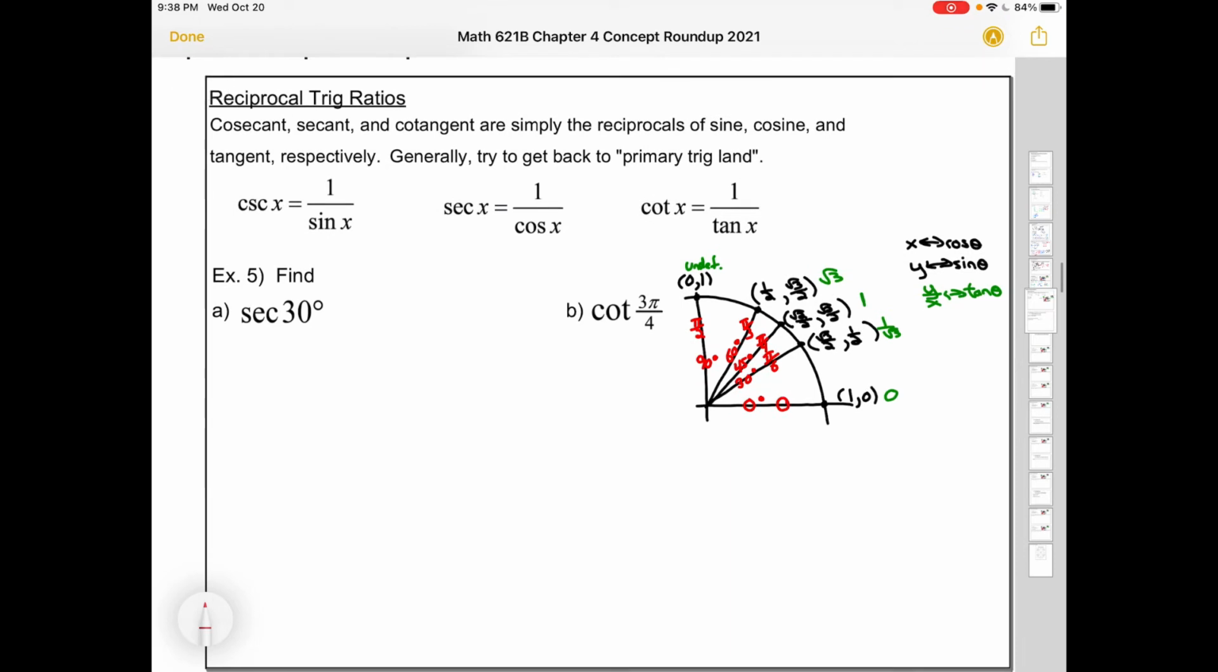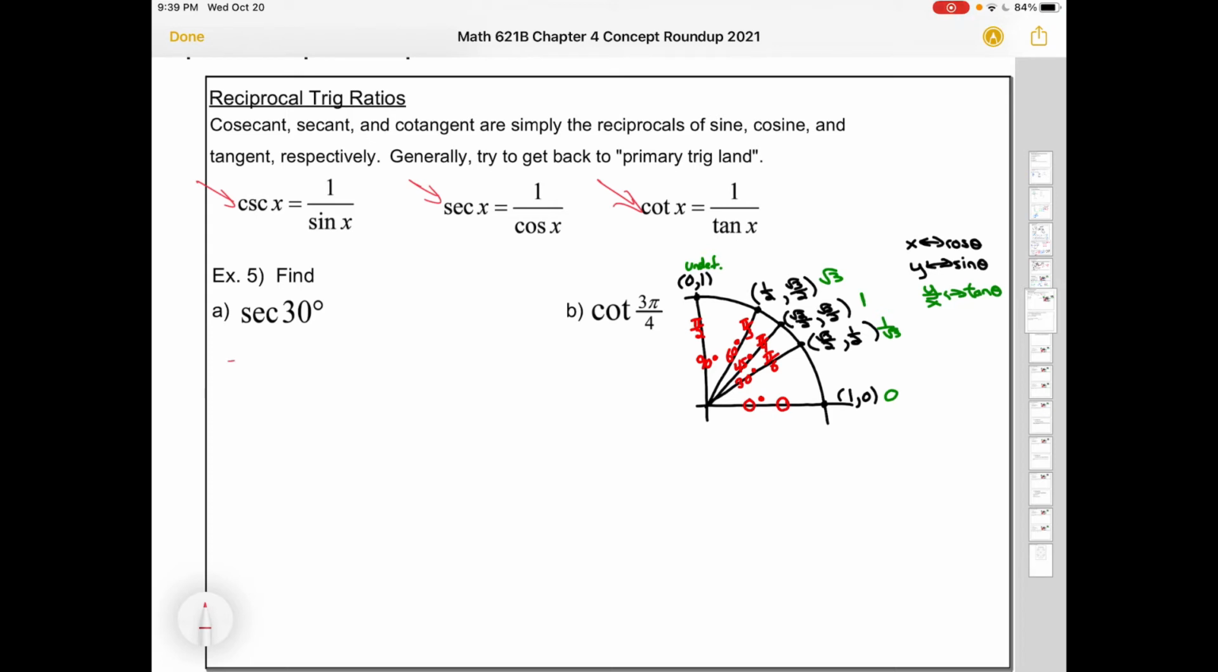That brings us to these reciprocal trig ratios. So there are the primary trig ratios, and then there are the dark trig ratios of cosecant, secant, cotangent. Generally, I think you should try and get to primary trig land as quickly as you can. But there are the definitions. Cosecant is 1 over sine, secant's 1 over cosine, cotangent's 1 over tangent. Each one has a co-buddy.